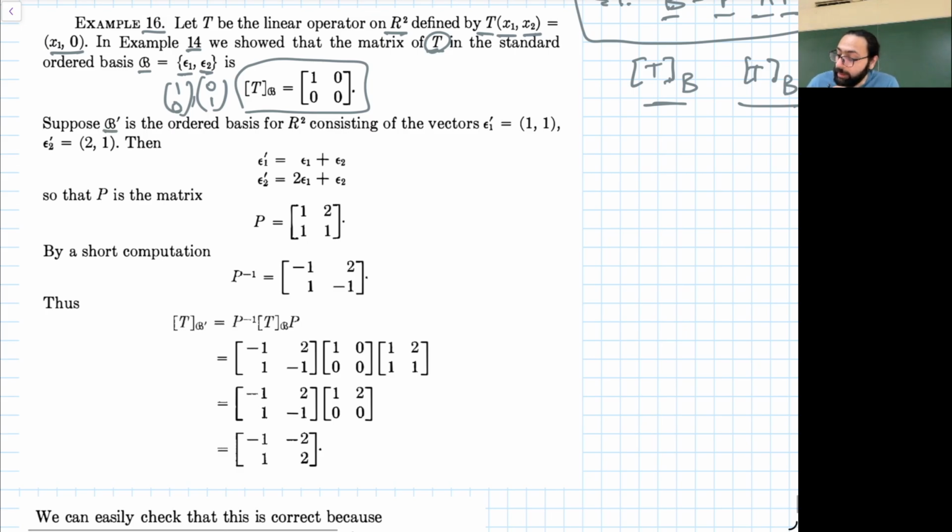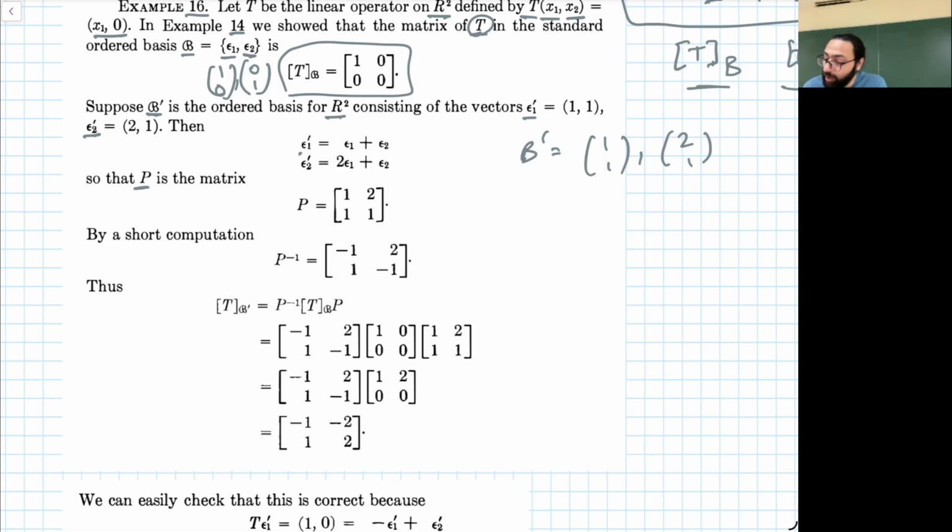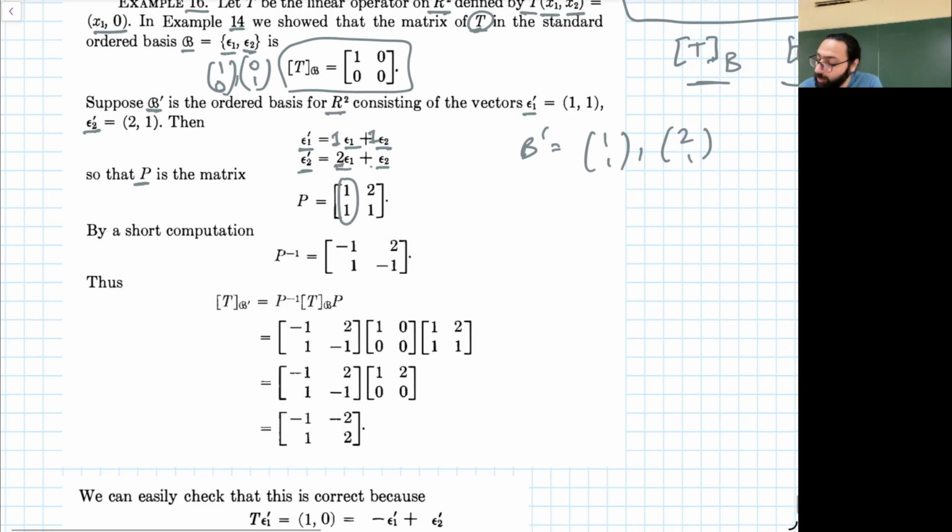Now suppose B prime is the ordered basis for R2 consisting of vectors epsilon 1 prime and epsilon 2 prime, which are (1, 1) and (2, 1). So we're choosing a different basis, and we're just going to apply that idea. Remember the matrix P: you write epsilon 1 prime in the original basis, and you write epsilon 2 prime in the original basis, and you make columns out of them. So what would be the column corresponding to epsilon 1 prime? It's 1, 1. And the column for the other one would be 2, 1.